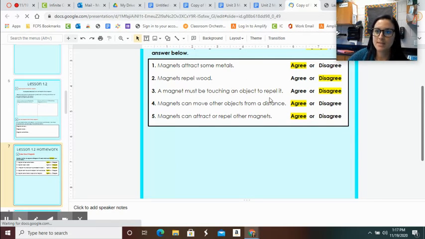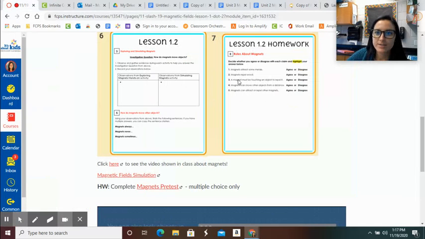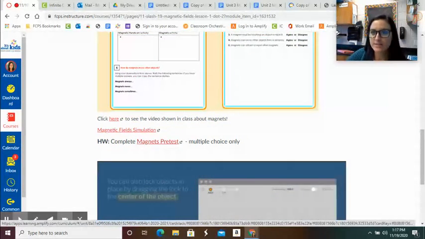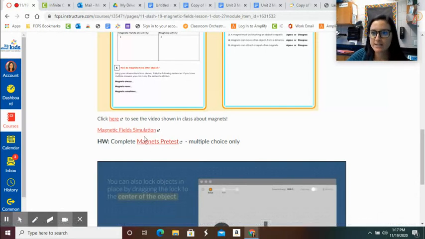So that was that. So only those 2 slides in the notebook. And then the last 20 minutes of class or so, the magnets pretest, which you have to take at the beginning of every unit. That's what they did. And that was finished for homework if it was not finished in class, and the multiple choice only. So only do the multiple choice of that pretest, and that's that.